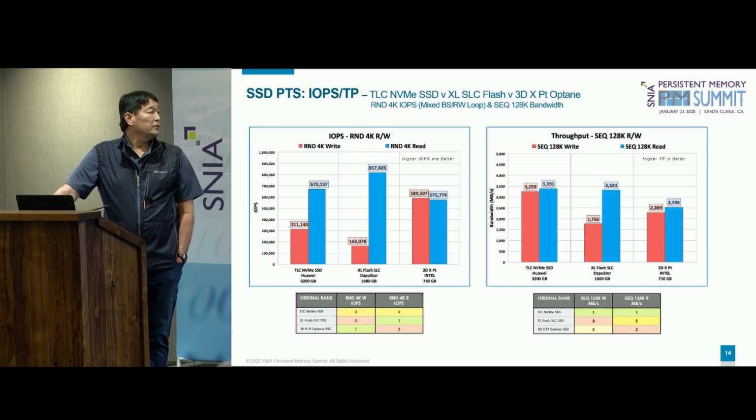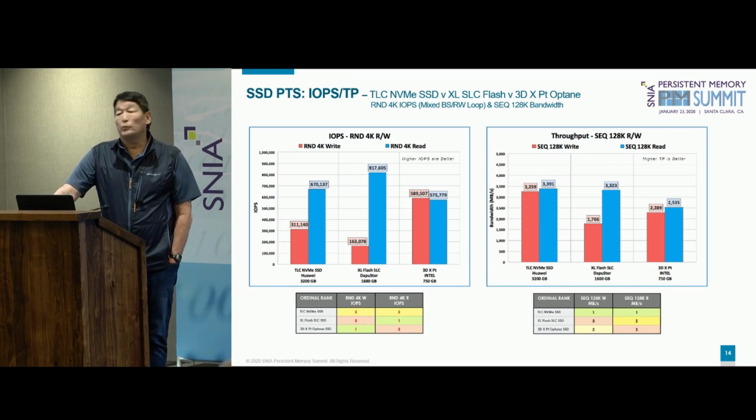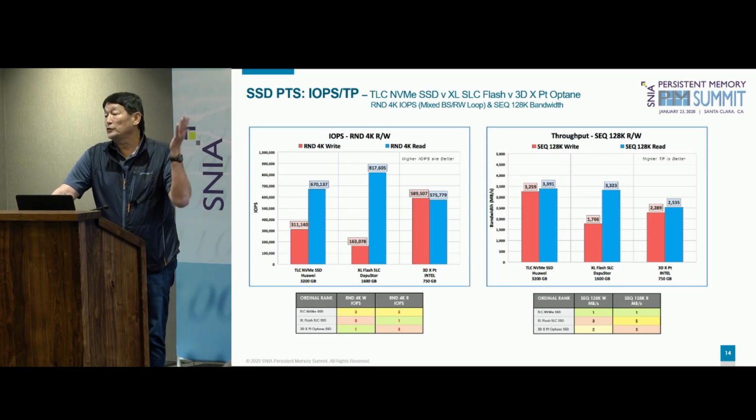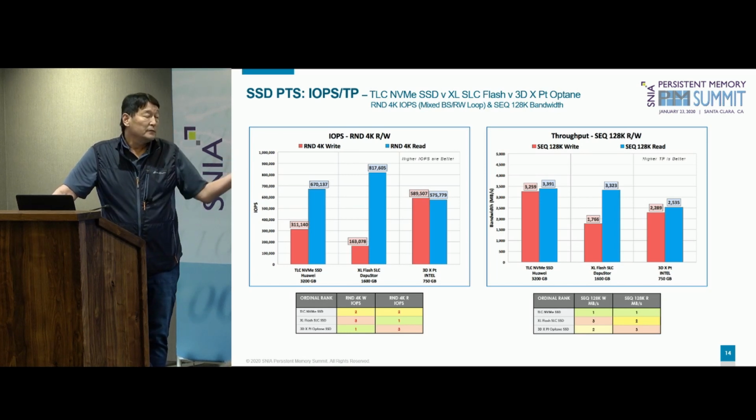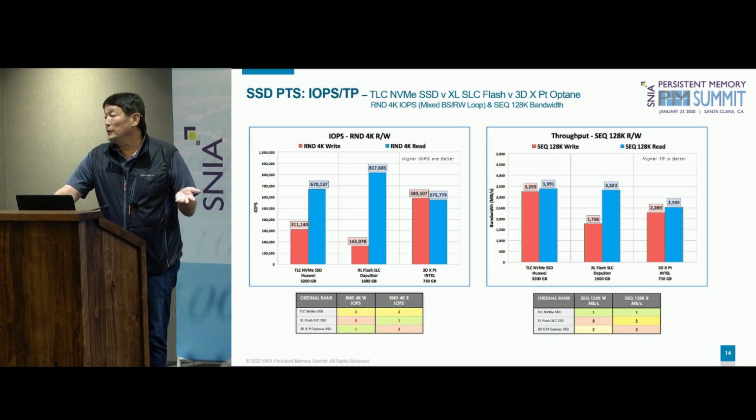For random 4K reads, the middle blue bar is the highest, and that's the XL flash. The second is the TLC NVMe, and third is the 3D XPoint. But when you look at the overall performance, the 3D XPoint is very symmetric. The reads and writes are about the same, and they're pretty high. So it kind of depends on what your workload is, what you really need.